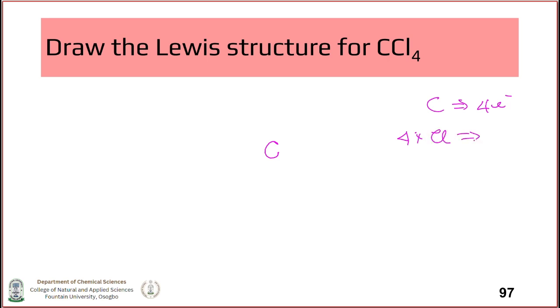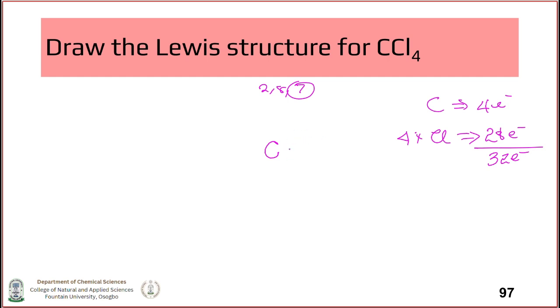So what is the valence electron count for a chlorine atom? It is 7. If you remember, chlorine is element number 17: 2, 8, 7. 7 valence electrons. And then we have 4 of those, so 4 times 7, that is 28 valence electrons for the chlorine. 28 plus 4, that will be 32 electrons in total that we are using in this CCl4.